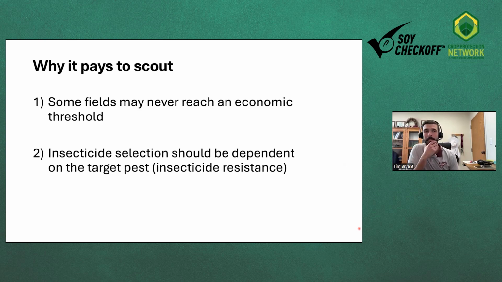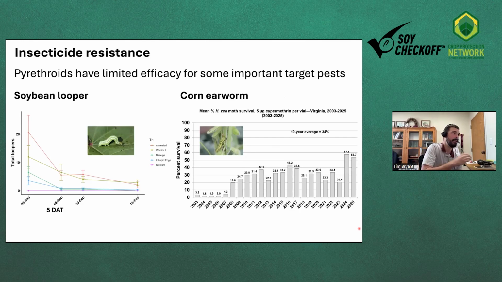The second point here is that insecticide selection, what you choose to go out and spray, should be totally dependent on the target pest. And one of the primary reasons for that is insecticide resistance. So with the automatic application of choice being a pyrethroid, a lot of these materials have limited efficacy for some of the most important target pests. So in Virginia, two examples here that we often deal with are soybean loopers and corn earworm.